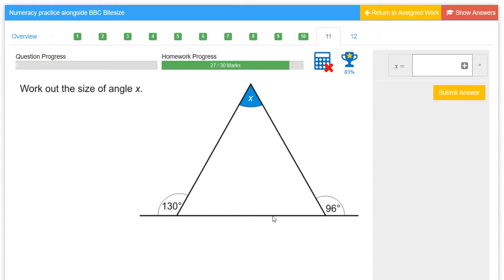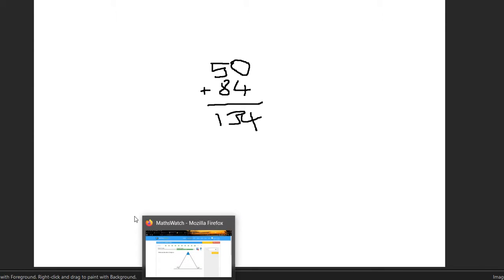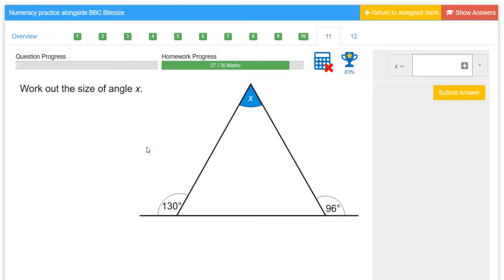Well, I'm going to go back to my thing and work that out. So I've got 50 plus 84. I'm going to add those two together. That gives me 134. So I know that those angles together, this one and this one, are going to give me 134.